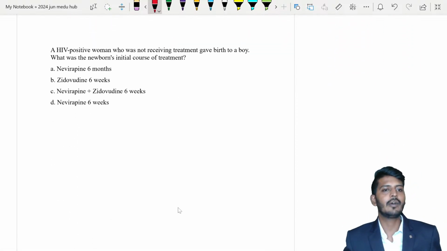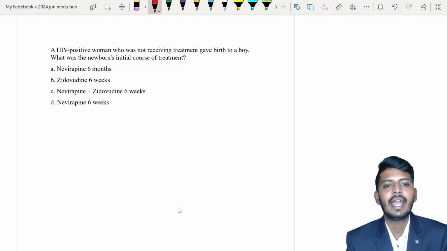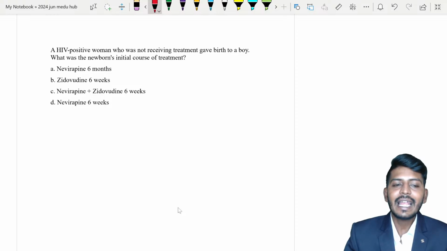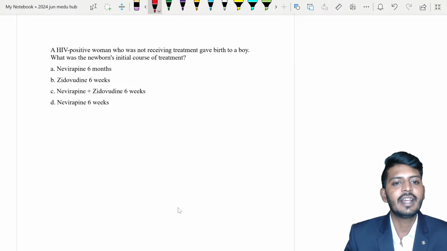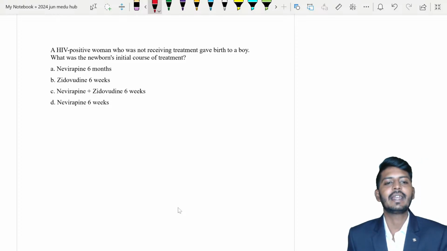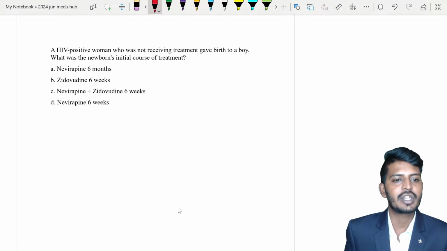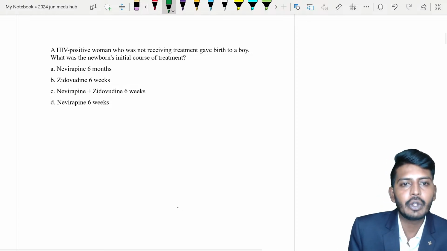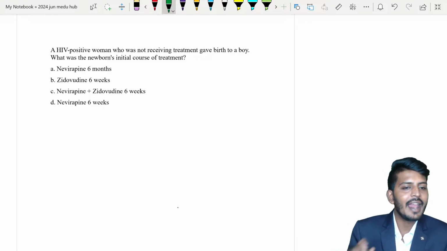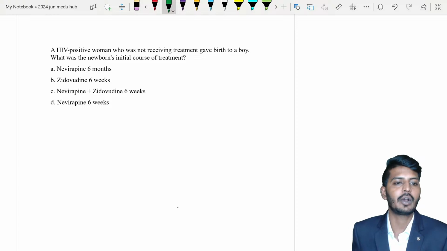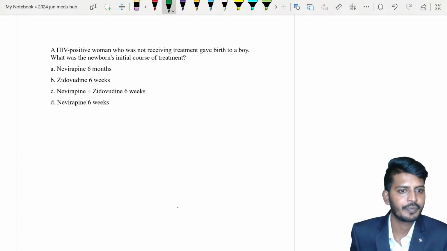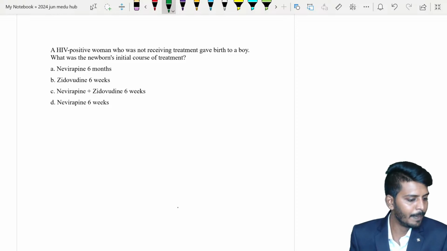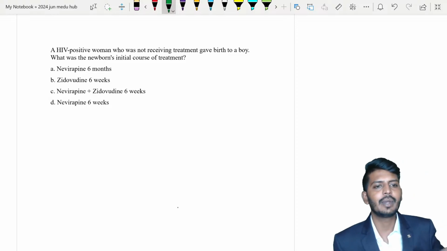Next we go to the next question. A HIV positive woman who was not receiving treatment gave birth to a boy. What is the newborn's initial course of management? Remember this is a direct question. The drug used is nevirapine. Now how long will we use it is the question, so let's see your answer. Come on quickly tell me. HIV positive mother gave birth, so what is the treatment for the child? Pratisha says the answer is B. What about the others? Come on guys, quickly tell me the answer.